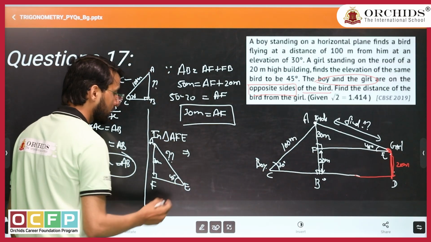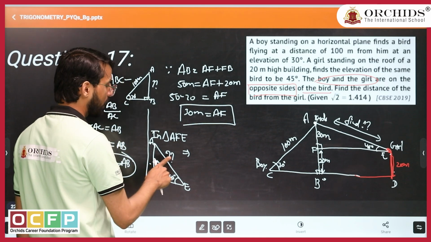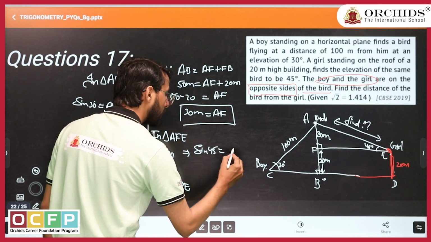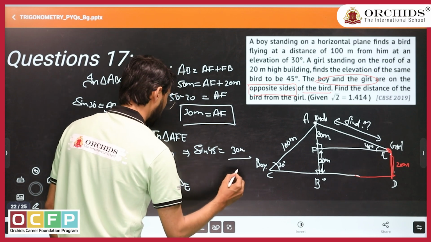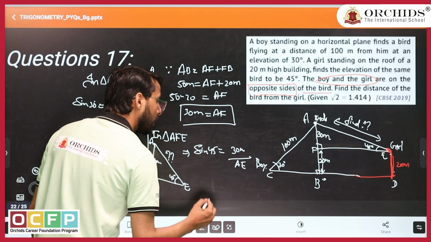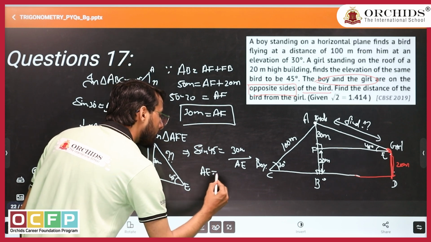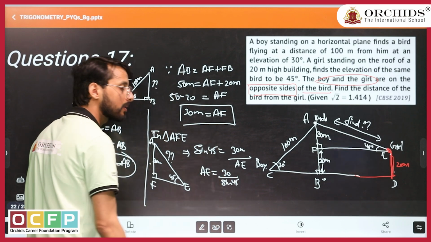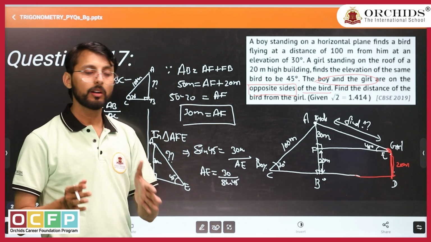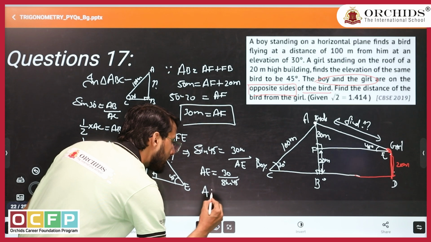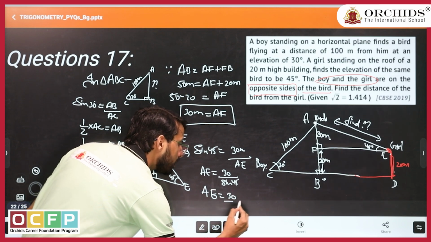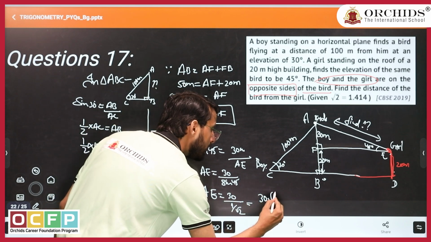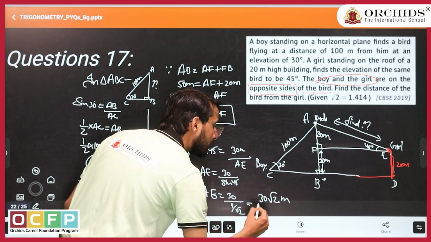So how to find this? Again we can see this is the perpendicular, this is the hypotenuse. So we are going to apply sine 45. Sine 45 is 30 meter by AE. So AE will be 30 by sine 45 degree. Sine 45 is nothing but 1 by root 2. So AE length will be nothing but 30 divided by 1 by root 2. That root 2 will go up, it will become 30 root 2 meter.